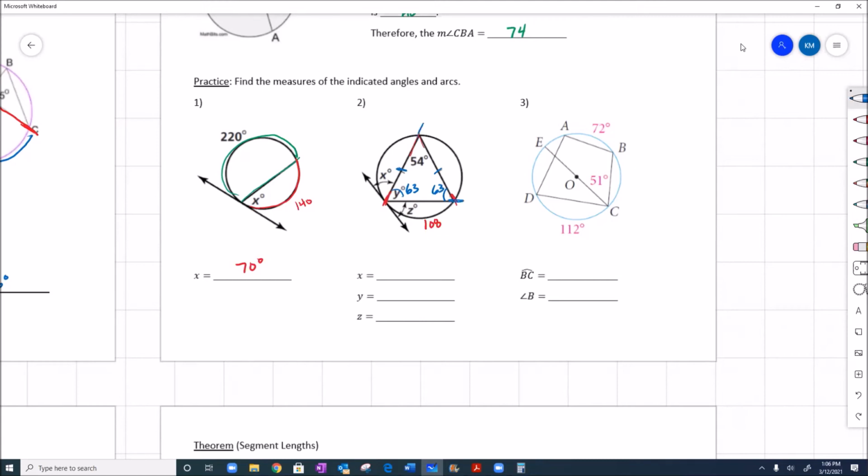That helps us out. This should be 126, and this should be 126, because that's where our intercepted arcs are. And that all adds up to 360, so we should feel pretty good about our answers there. Now trying to find x. x is the inscribed angle here with a tangent line. The arc is here, so 126 divided by 2 gives us 63. We've already found y to be 63. z intercepts the arc 108. 108 divided by 2 gives us 54.